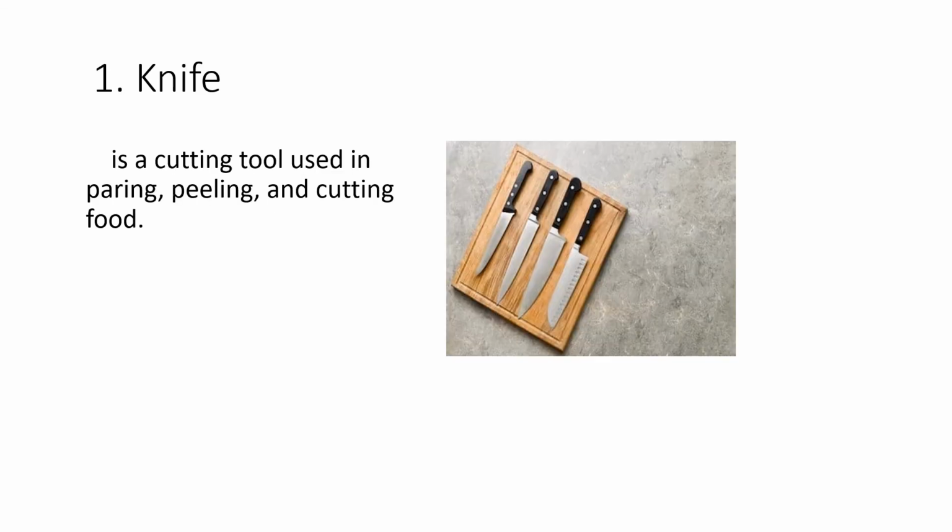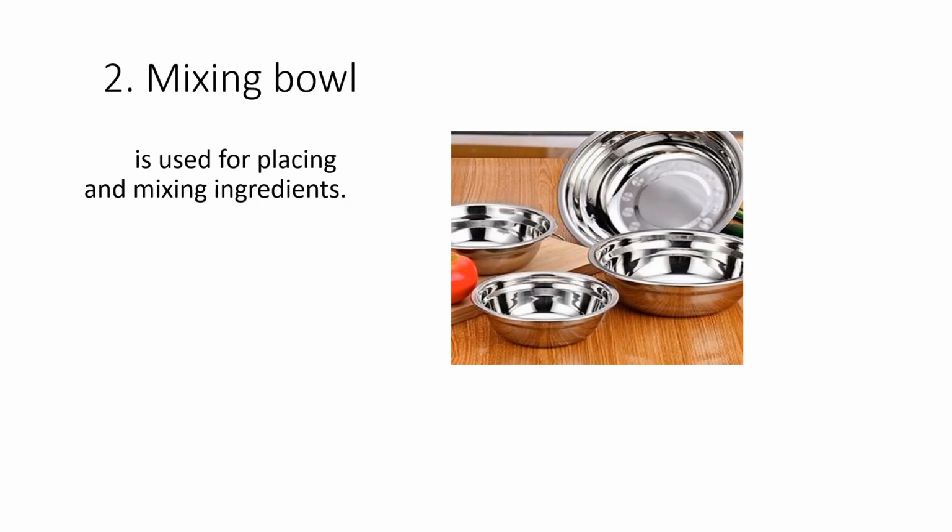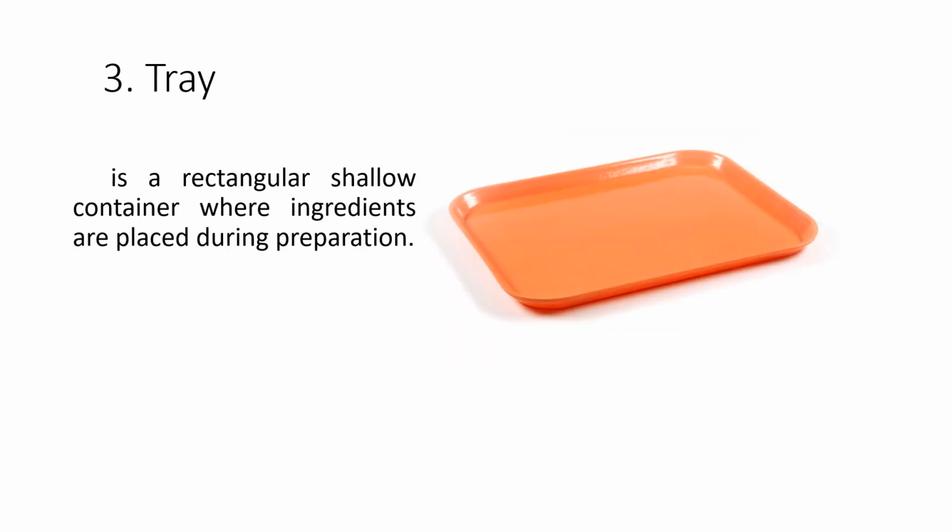Number 1 is the knife. It's a cutting tool used in paring, peeling, and cutting food. Second one is the mixing bowl. It's used for placing and mixing ingredients. Another one is the tray. It's a rectangular shallow container where ingredients are placed during preparation.